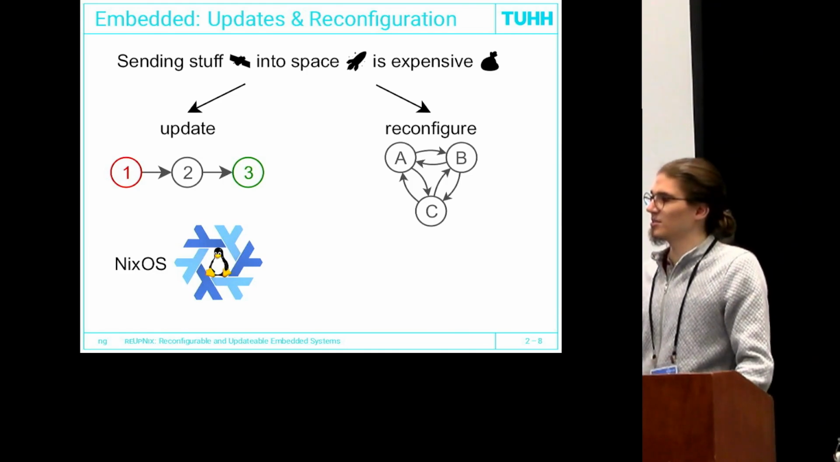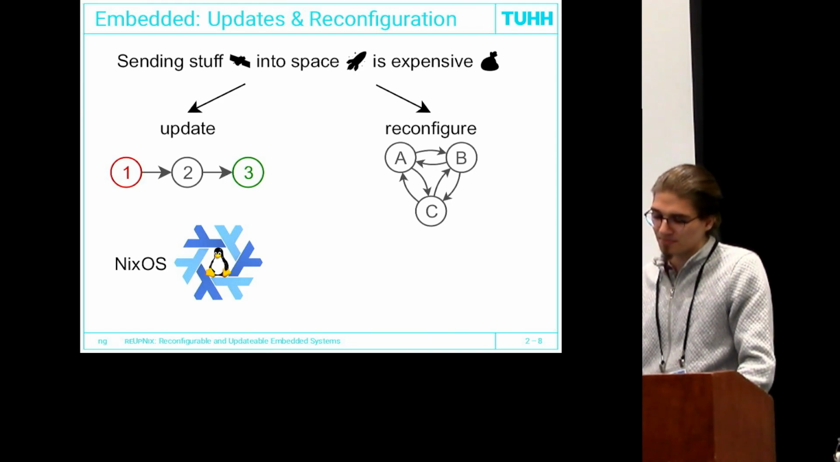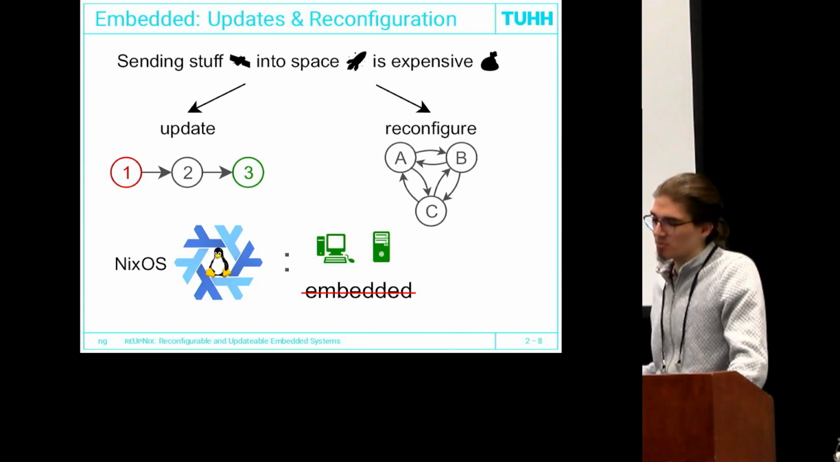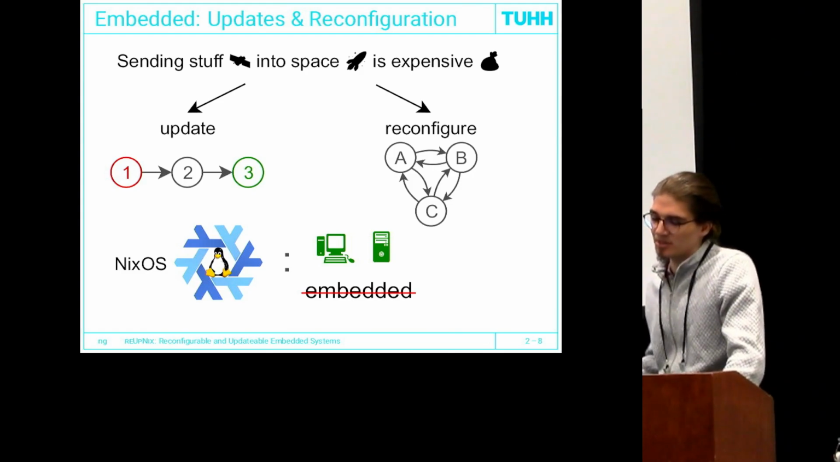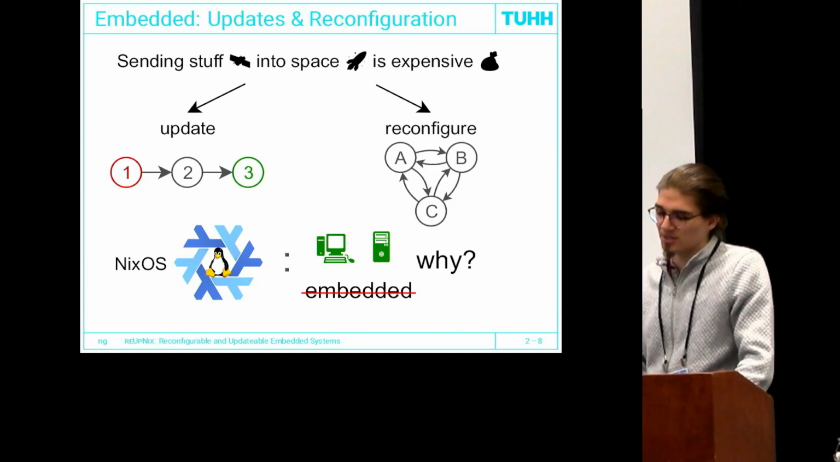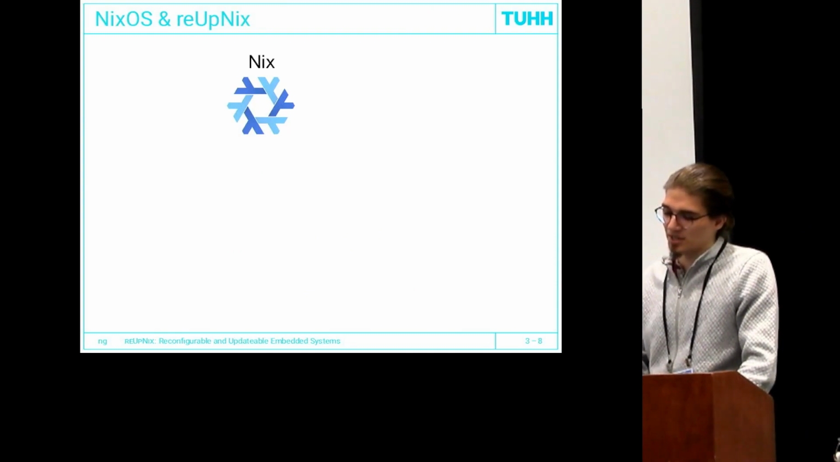NixOS is a GNU Linux distribution that has a rather unique architecture. This architecture makes it especially suitable for reliable updates and efficient reconfiguration. But so far, NixOS is quite popular on server and desktop systems, but it sees very little use on embedded devices. So we asked ourselves, why is that the case, and what can we do about it? Let's start by having a look at NixOS in general.